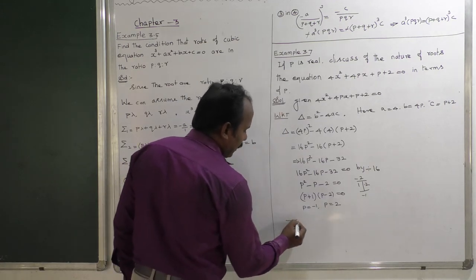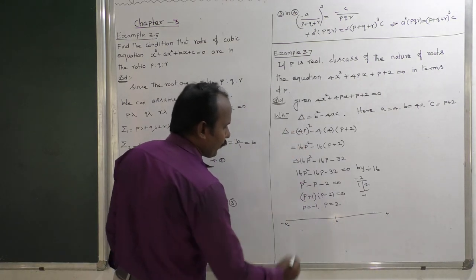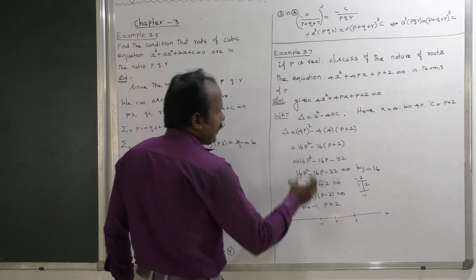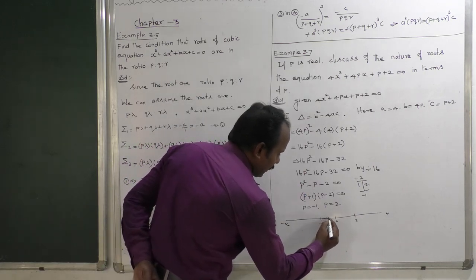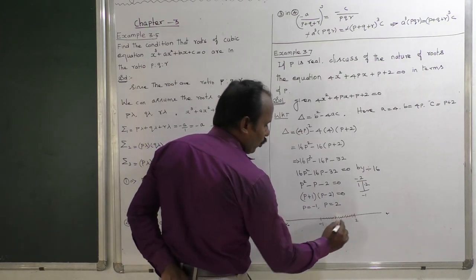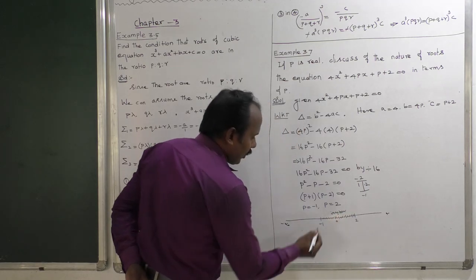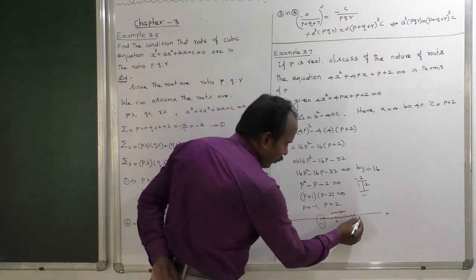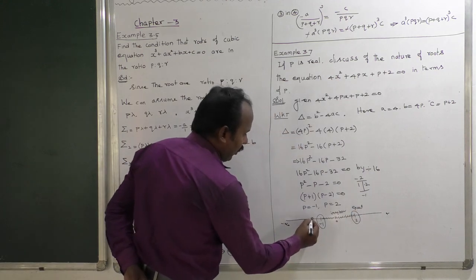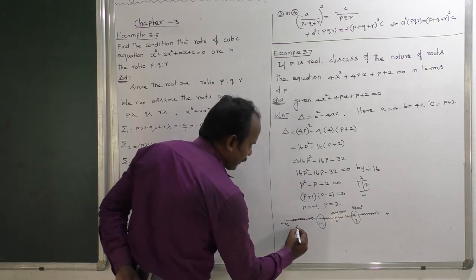On the number line from minus infinity to plus infinity, with 0 at the center, mark minus 1 and 2. In between minus 1 and 2 the roots are imaginary. At minus 1 and 2 the roots are equal. Less than minus 1 and greater than 2 the roots are distinct.